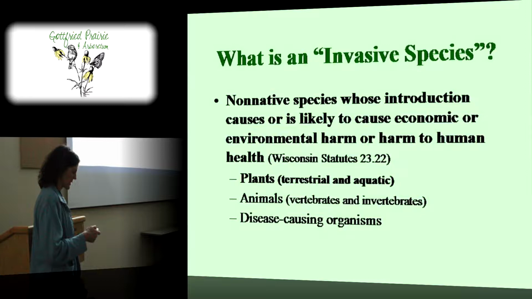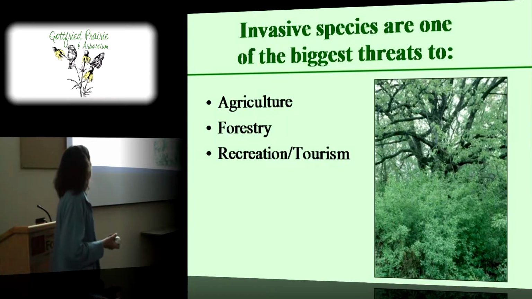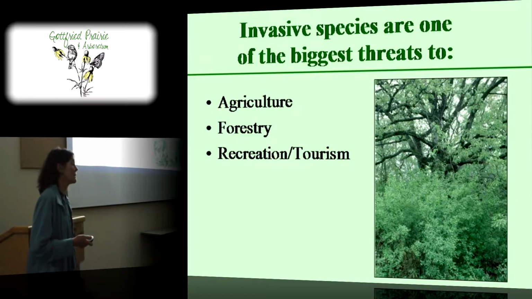We're going to talk only about plants today. And we're only going to be talking about the terrestrial plants today. Big impacts on our big economic areas in Wisconsin. Agriculture, forestry, and tourism are, by far, some of our biggest industries in the state. All three are really severely impacted.